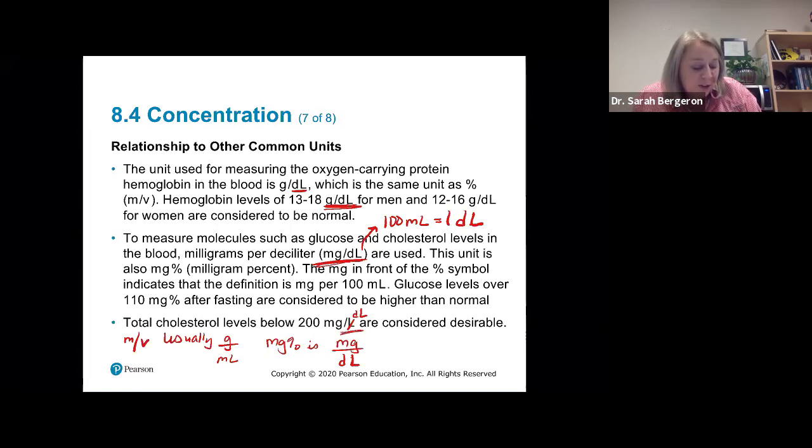So right here, make that change, are considered like in a good range, right? We don't want to go over 200. So usually, just kind of remember, usually our mass per volume is given in grams per milliliter. But if we instead say milligram percent, what that's telling us is we are in milligrams per deciliter. So just kind of keep that in mind.